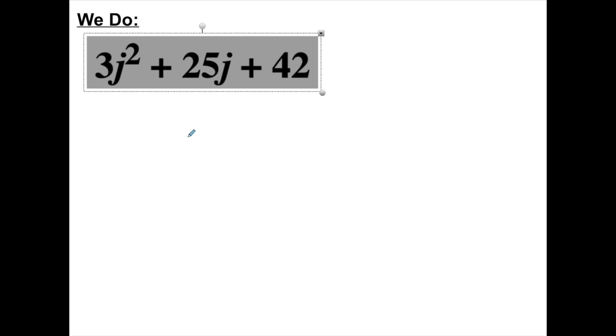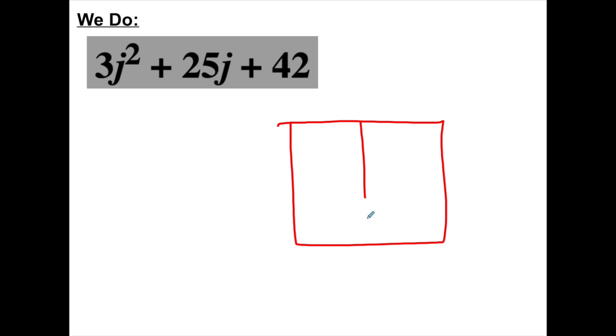Let's jump in and take a look at this we do problem here. This one's a little bit more complicated. So what am I going to start with first? I'm going to build a box. Okay, good. Now, what can I figure out? What's going to go up in the top left? Up in the top left, what do I write? I write my 3j squared. And then what do I put in the bottom right?